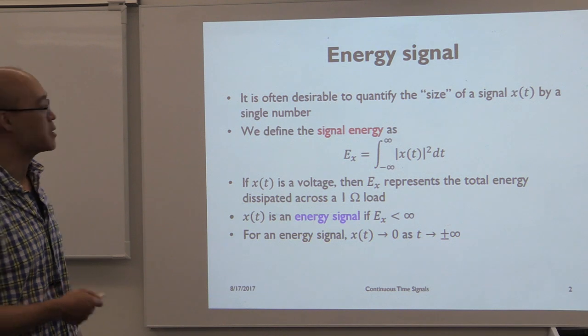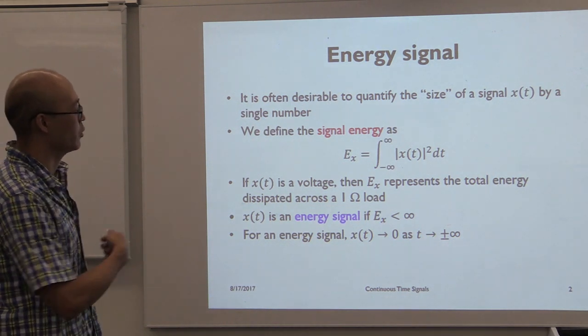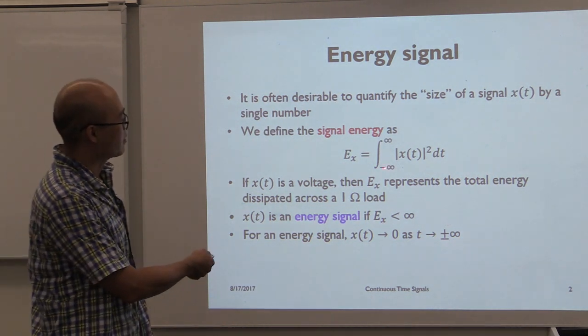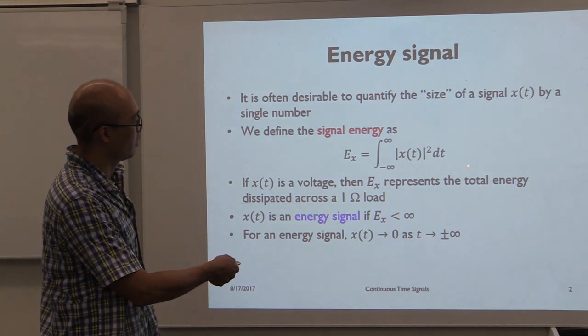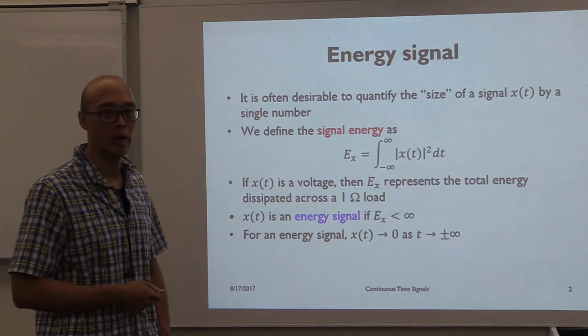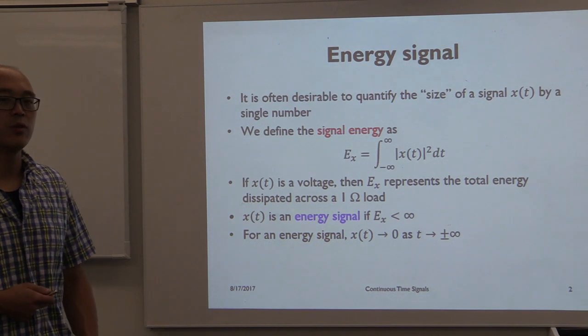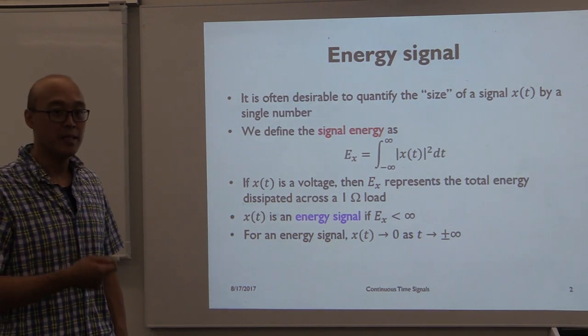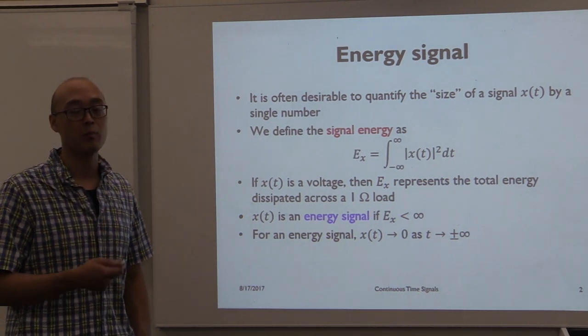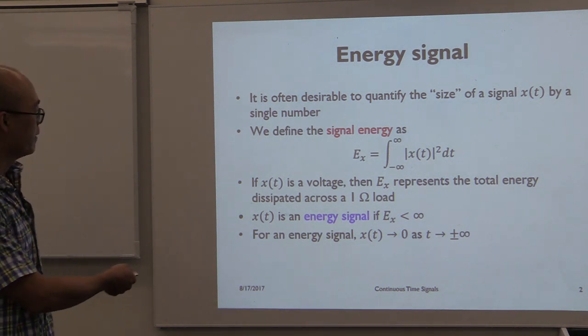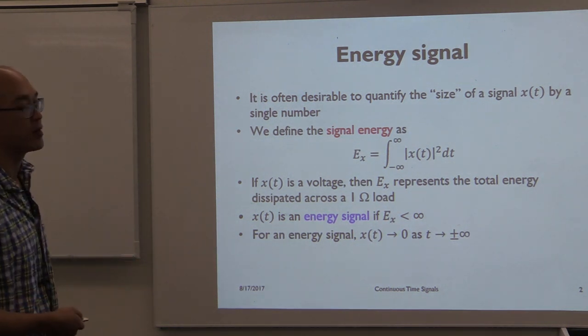One measure for its size is given by signal energy, denoted E sub x. E sub x is given by this integral. It's the integral over all of time of the magnitude of x of t squared. So if x represents voltage, then we can think of E sub x as giving the energy that's dissipated across a 1 ohm load.